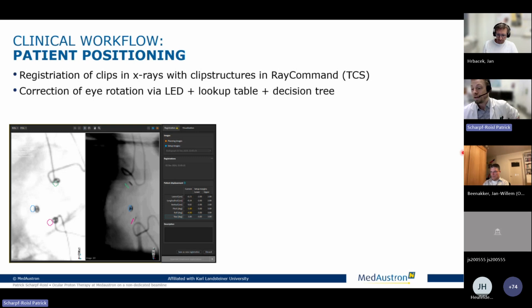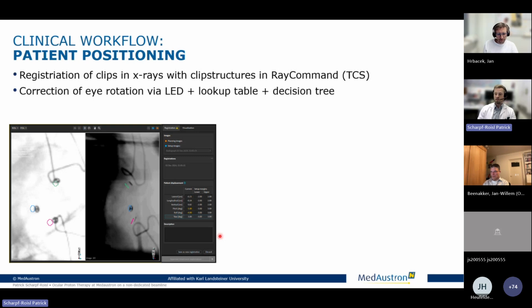What we do is we register the clips to the clip structures, and we get an offset, which is then depicted here in a pitch and a roll, which means a rotation left-right and a rotation up-down. So we actually use pitch and roll instead of the traditional ways of calling the gaze angles, azimuthal and polar. And then we correct for it by using a lookup table and a decision tree.